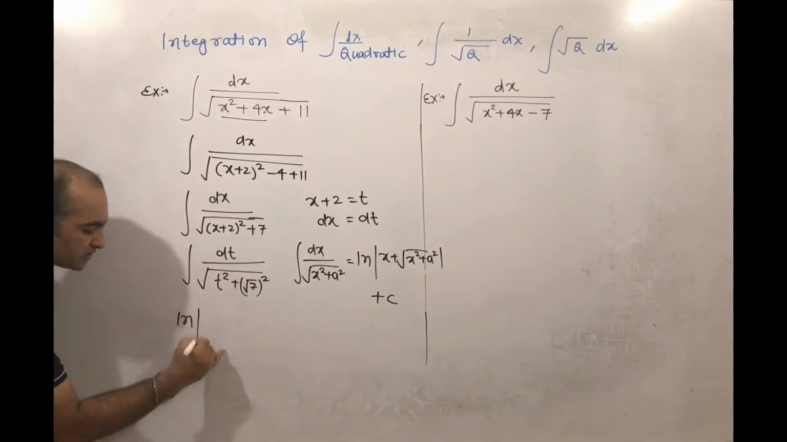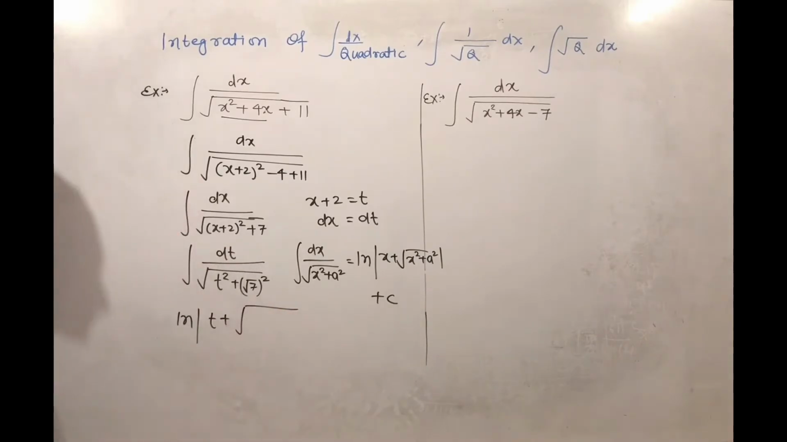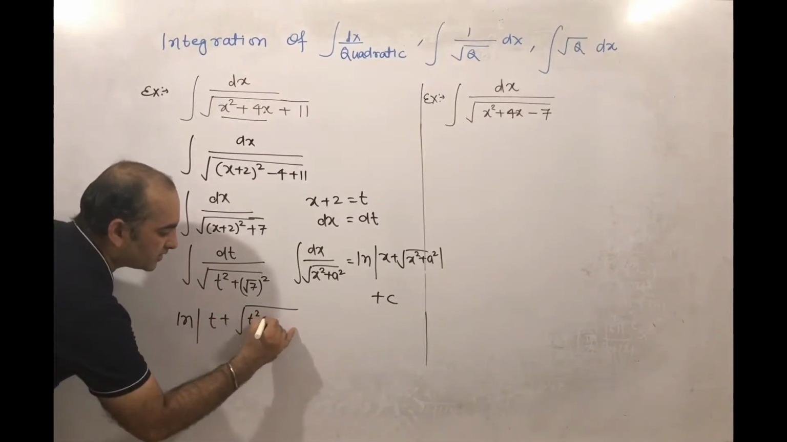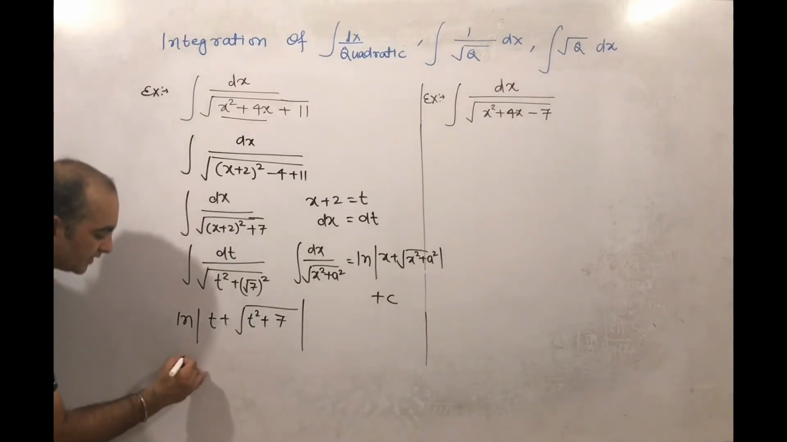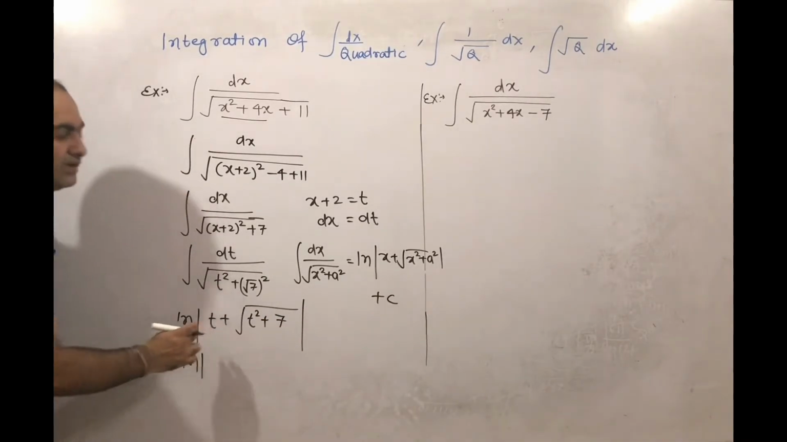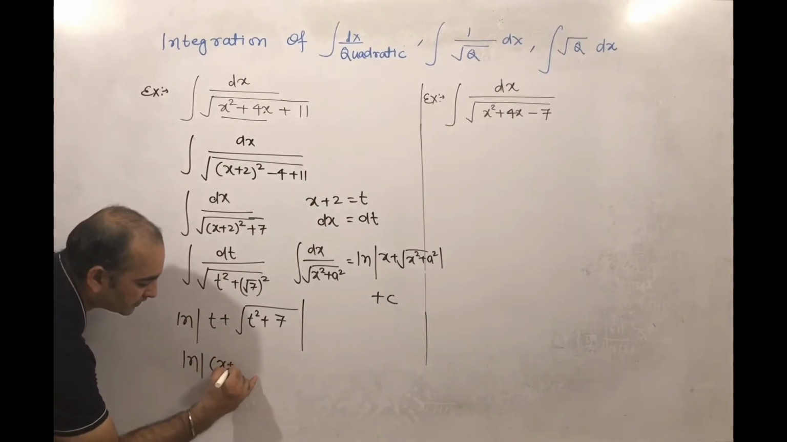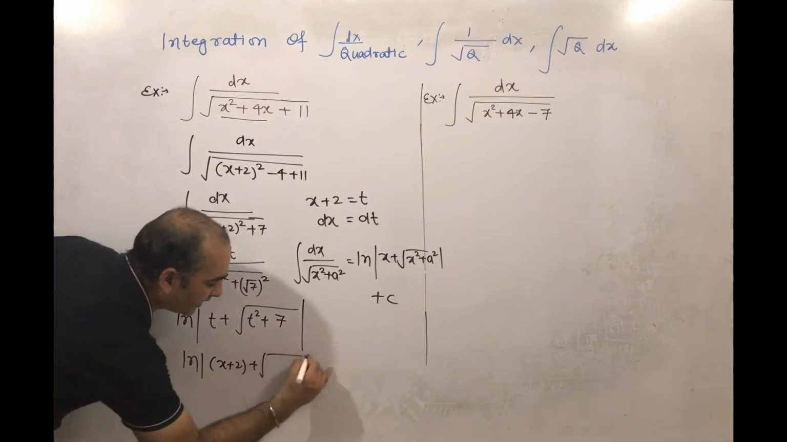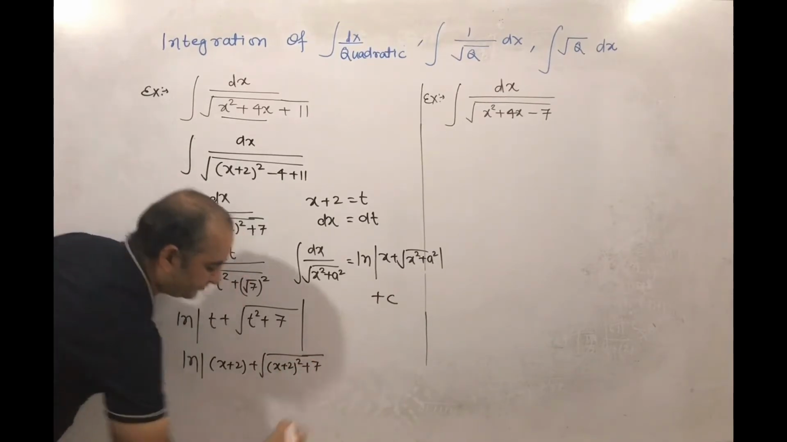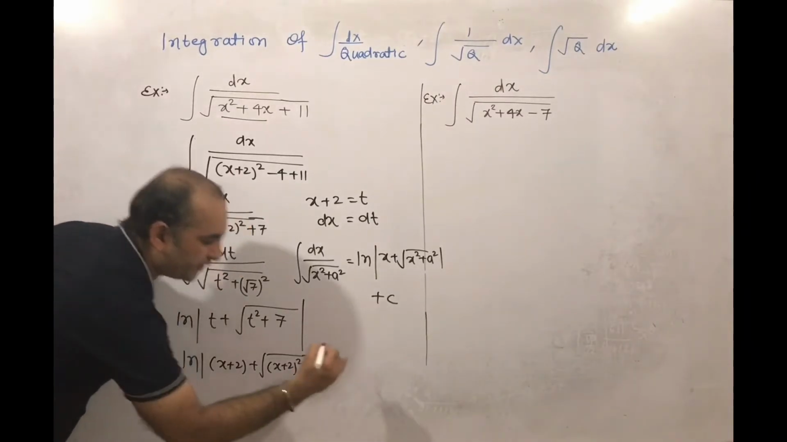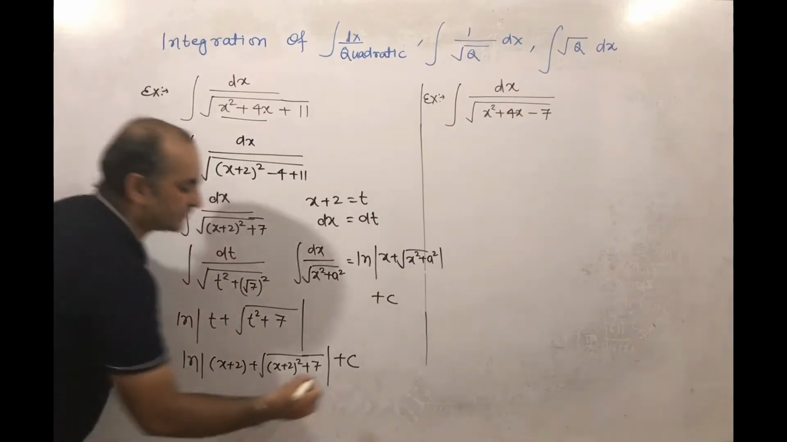So this will come what? Ln modulus of t plus root over t square plus root 7 square, we can write 7 only. So this will come what? Ln. Now if you put t value here, so t is what? X plus 2. So this will come what? X plus 2 plus root over x plus 2 whole square plus 7 modulus, and we have to add constant. So plus constant. This is your answer.